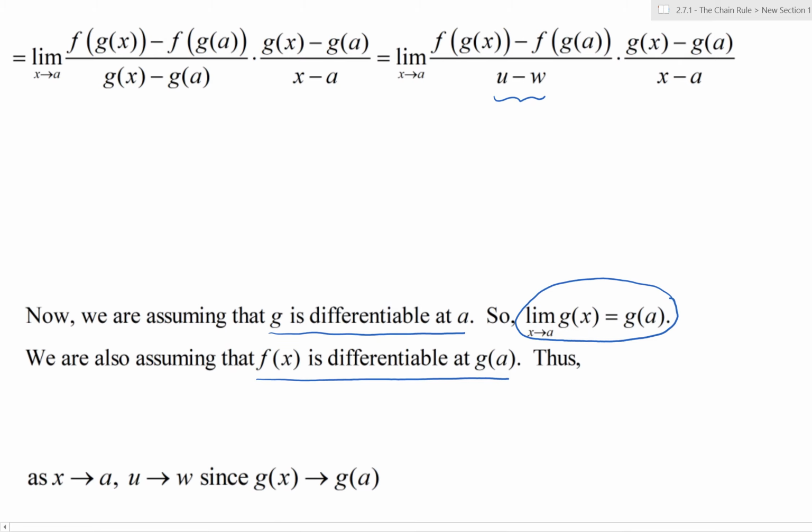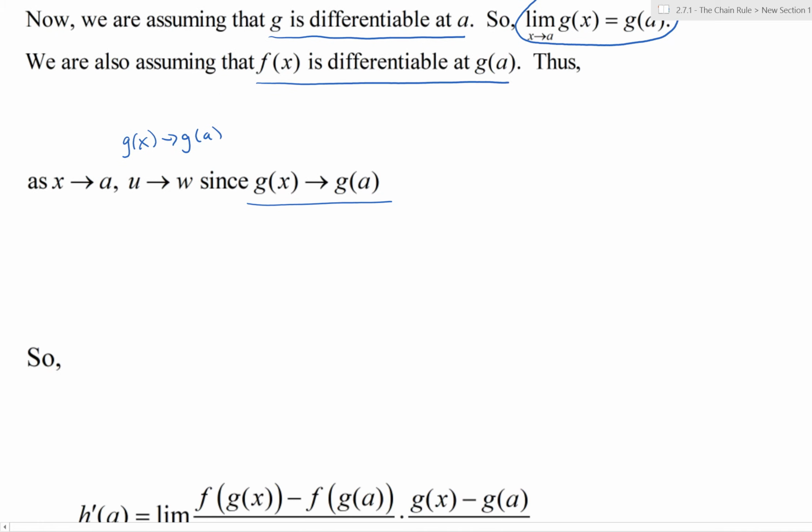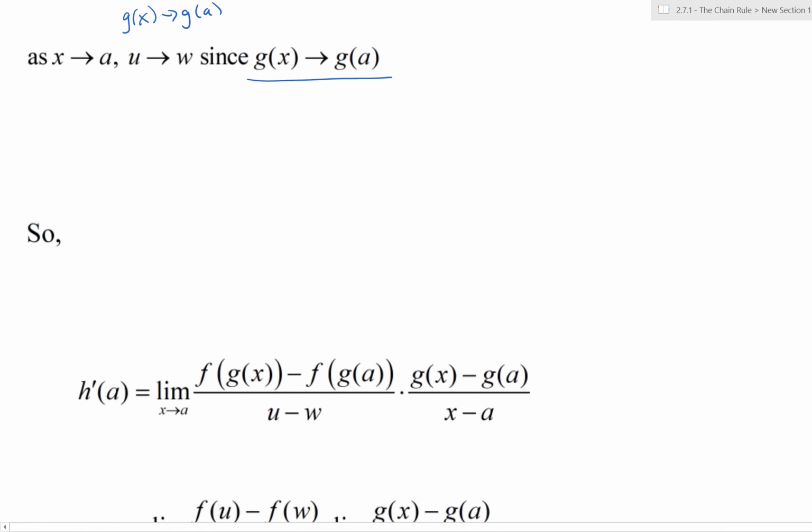So it follows that as x goes to a, which is exactly what our limit is doing right there, then u should approach w, because u is g of x and w is g of a. So this is g of x approaching g of a, for that reason. And so we can now rewrite this. So here's where we were.